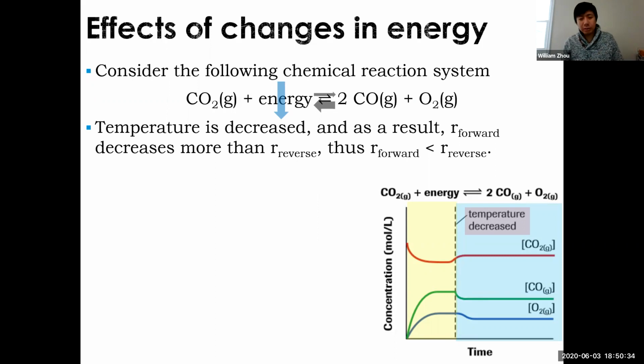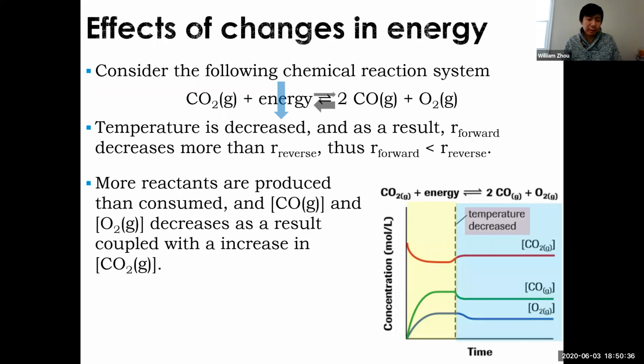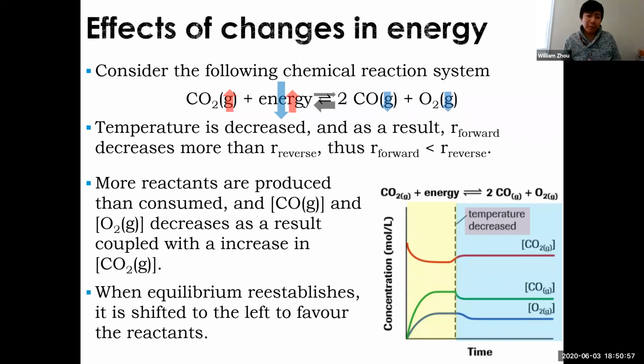The reverse, since it's faster, will produce more reactants than the reactants can be consumed. So reactant will go up, products will go down, and there you have it, Le Chatelier's principle. I decrease energy. Le Chatelier will shift the system so that it will produce that energy again. So equilibrium will therefore shift to the left side. Okay, did I make myself clear? How changes in energy affect equilibrium.